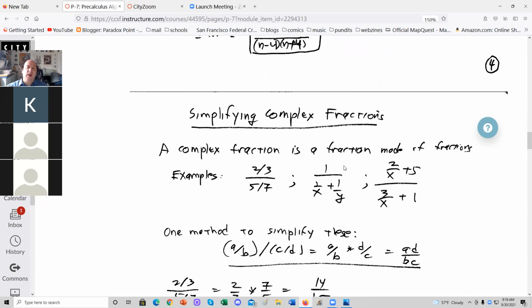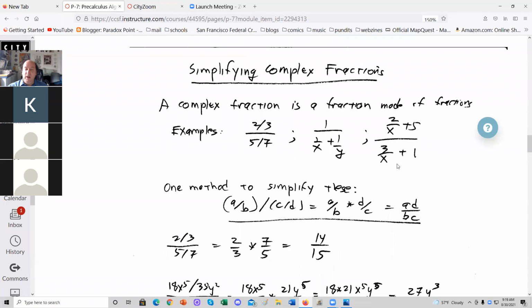Now, there's complex fractions, which are fractions made of fractions. 2/3 over 5/7, or 1 over the reciprocal of x plus the reciprocal of y, or 2 over x plus 5 over 3 over x plus 1. Now, when you have just simple fractions like this, the way to simplify this is dividing by a fraction is the same as multiplying by its reciprocal. So divide by c over d is the same as times d over c, and then we can multiply across.